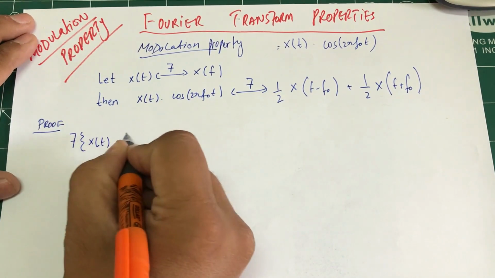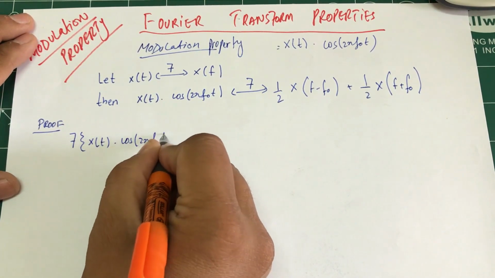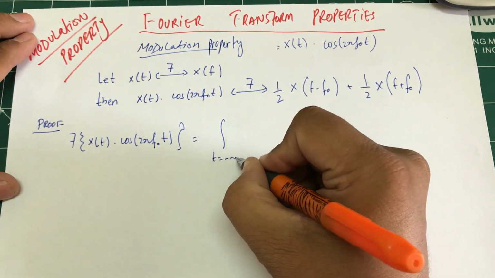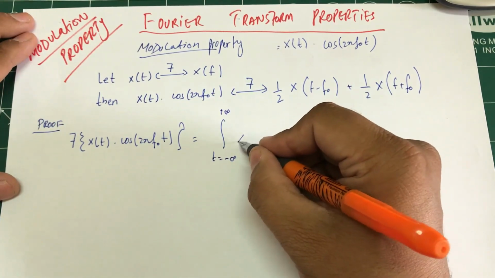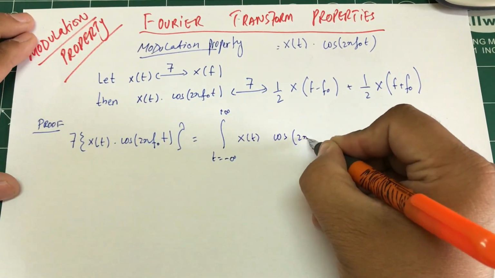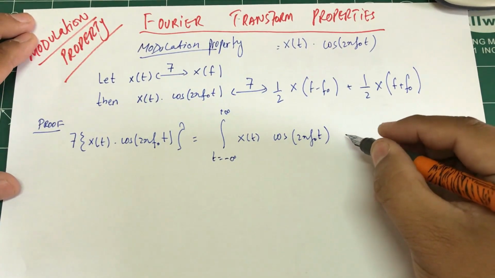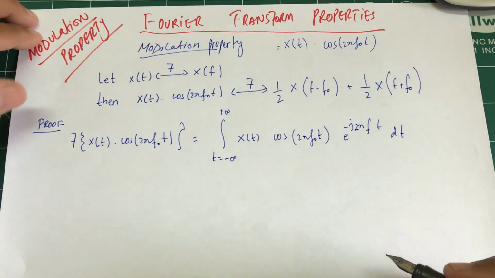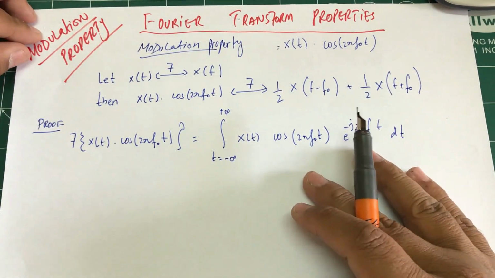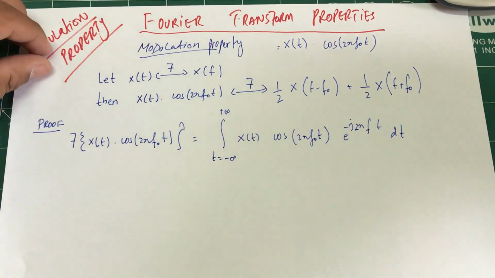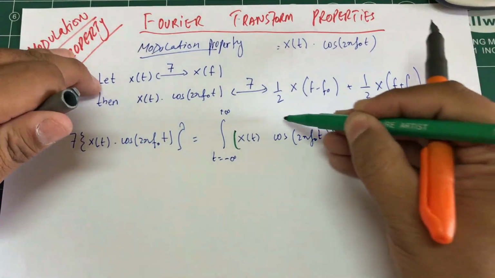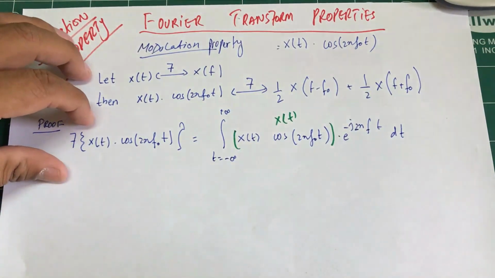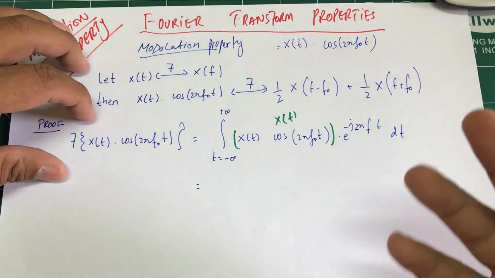So the Fourier transform of x of t cos 2 pi f naught t is going to be the integral as t goes from negative infinity to positive infinity of x of t cos 2 pi f naught t, whole thing multiplied by e to the negative j 2 pi f t dt. If you recall, this is just the definition of the Fourier transform. This whole thing is just x of t, and this is the kernel of the Fourier transform.